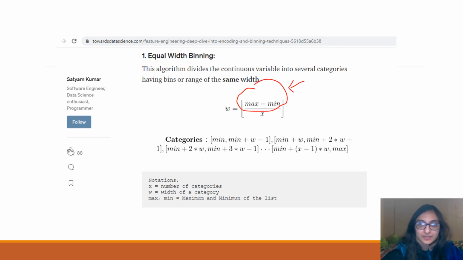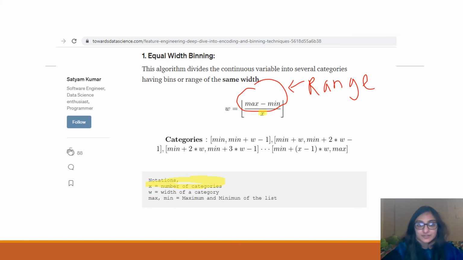This part here is the range, min minus max. And x would be the number of categories. So this x part here is the number of categories that we want here. That's what this x is.